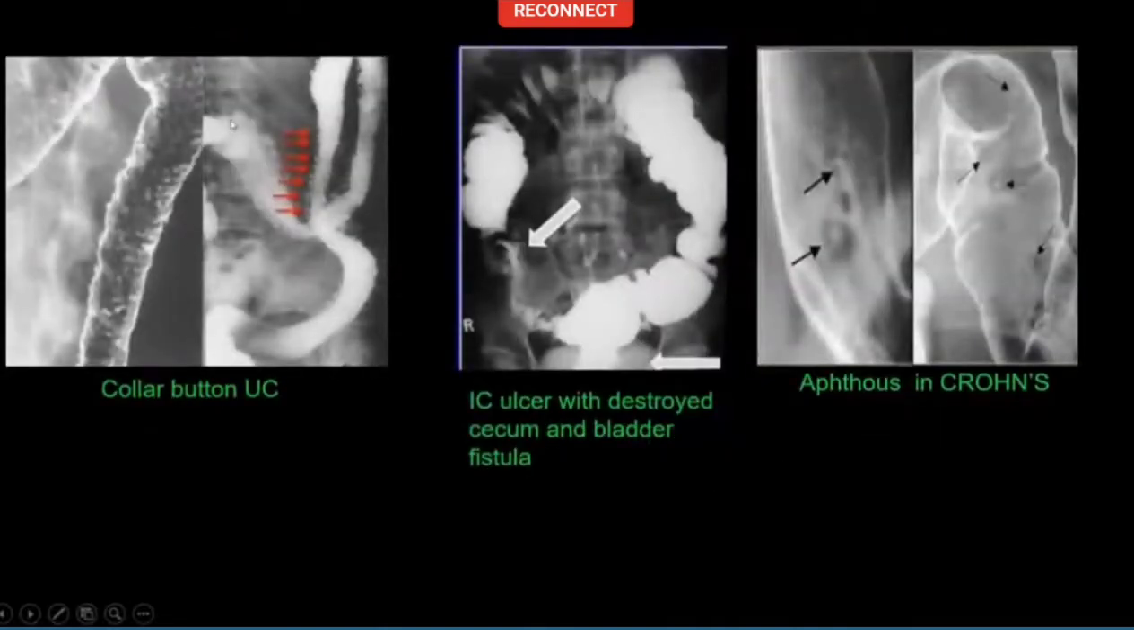This is a double contrast barium enema, which is not used these days because with the advent of MR enterography and contrast enhanced CT scan, we don't use barium, but this is just a point to remember. You can see collar button ulcers when it comes to ulcerative colitis, whereas you see aphthous ulcers when it comes to Crohn's. This double contrast enema is showing a filling defect with central filling, that is the aphthous ulcer. And this is a complication of Crohn's disease, showing complete destruction of the cecum with a fistulous connection between the destroyed cecum and the urinary bladder.